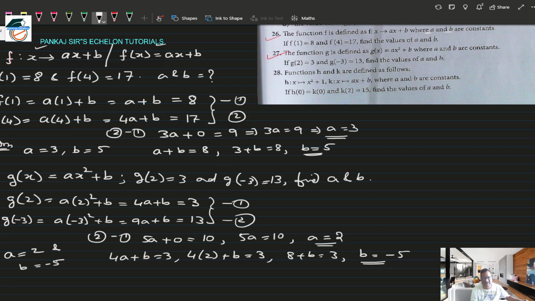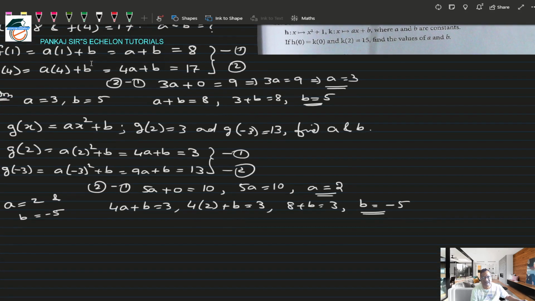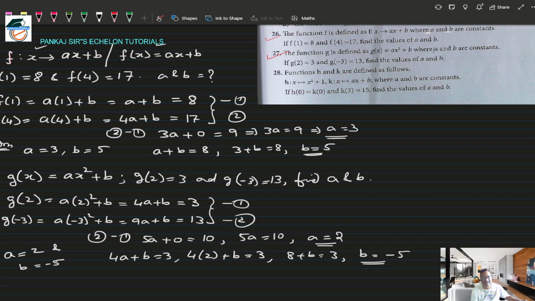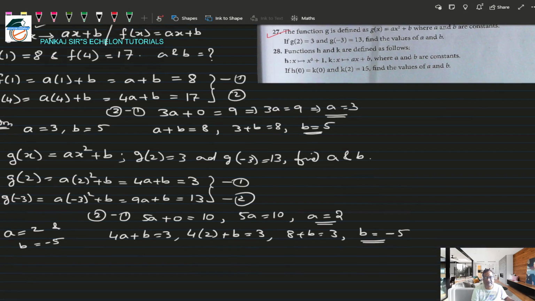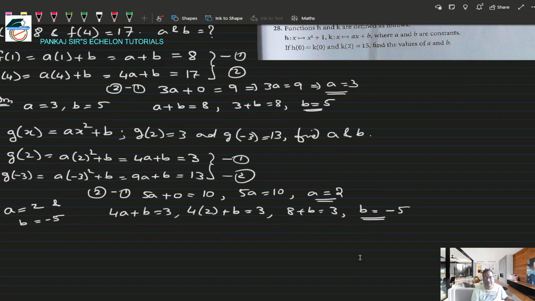And last but not the least, let us go for question number 28. Okay, now I'm going to print this. Okay, question number 28, slightly I will bring it down. Yeah, I'm getting enough space. So question number 28, right? So this is that question, the last one of this exercise.